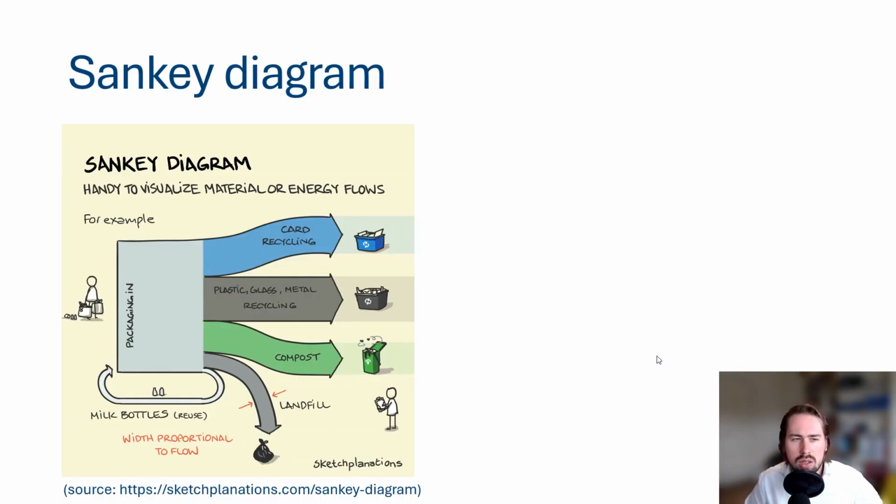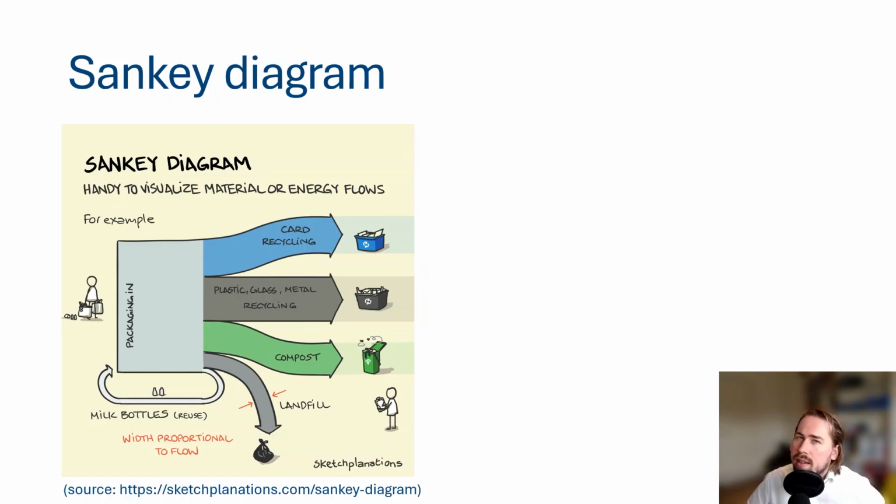Now, this is a sketch of a Sankey diagram. So the way you read this diagram is you start at the left. This is basically the input, what goes into your diagram, and you proceed to the right for your outputs. So in this case, you have material, you have packaging coming in, and part of this packaging material is going to be recycled as cardboard. Some of it is plastic, glass, metal, and it will be recycled, but with another process. Part of it is plant-based and it can be composted. And then a final part is going to the landfill.